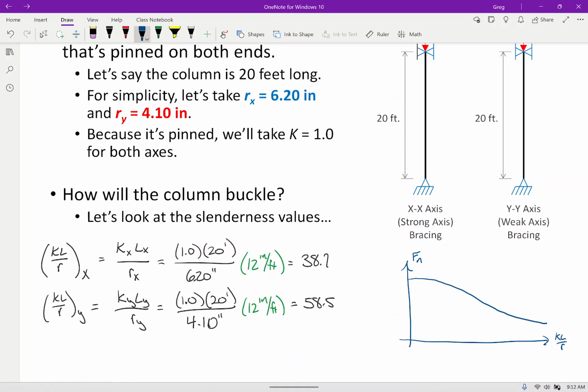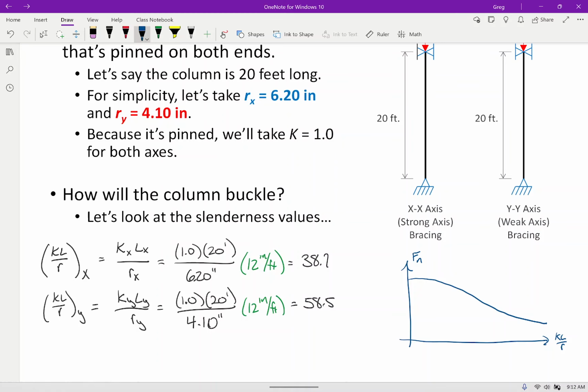And essentially what is true about the curve is that as your slenderness value increases, the column's capacity goes down, right? As columns get more and more slender, they're going to be more apt to buckle, right? They're going to more likely want to buckle. Is everybody with me on that?